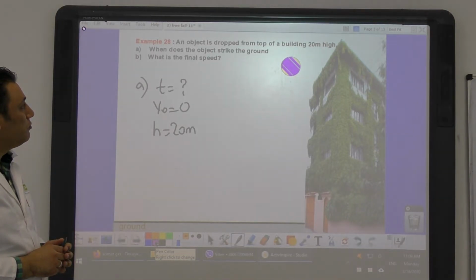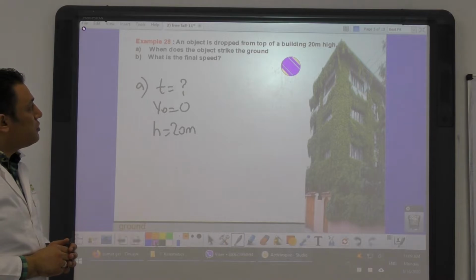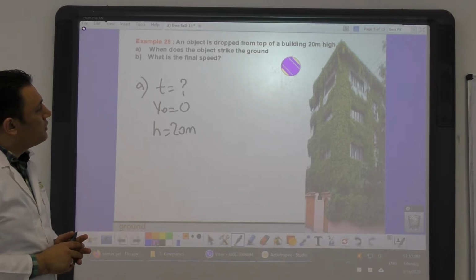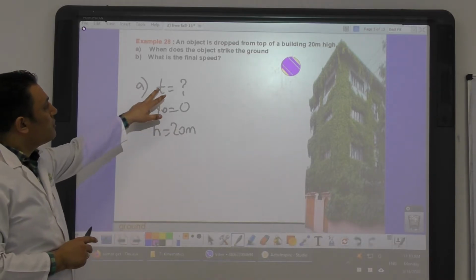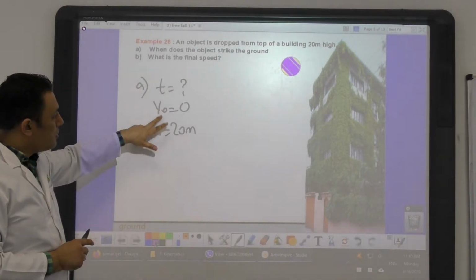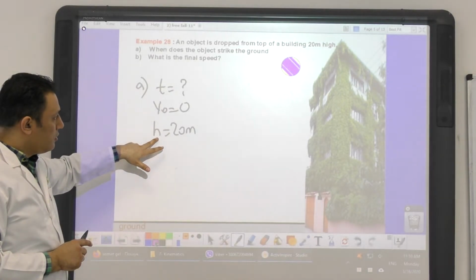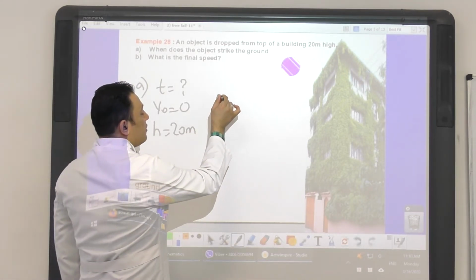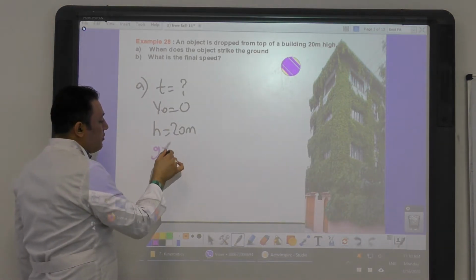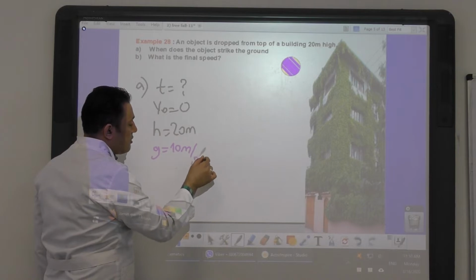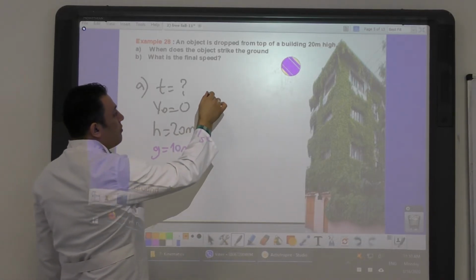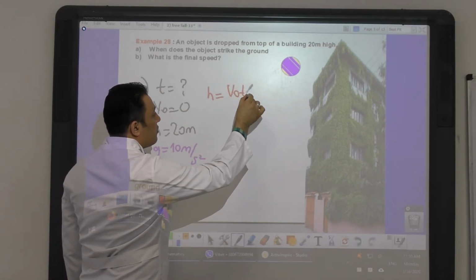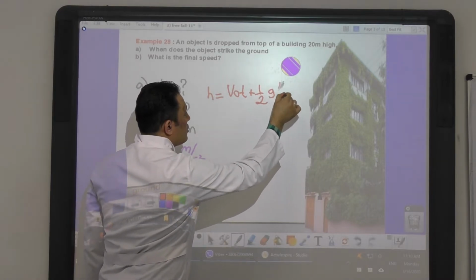Let's just check if I need any other information here. Time is asked, initial velocity is 0, h is 20. Okay. And of course, gravitational acceleration will be used again as 10 meters per second squared. So the formula I'm going to use is h equals v0 t plus 1 over 2 g t squared.